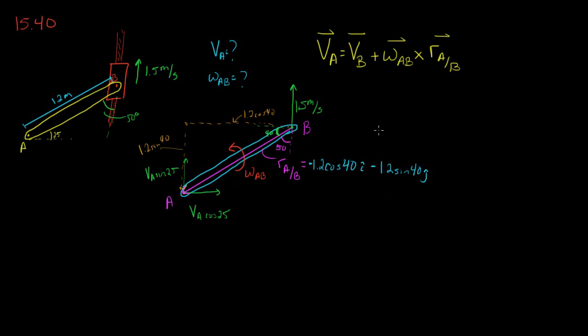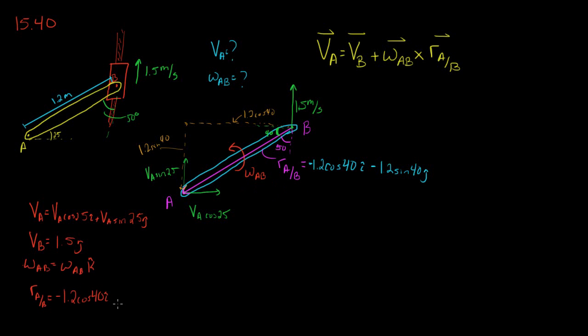Okay, so I have all my variables, and I like to do it the long way and write out everything I have. My velocity of A is VA times the cosine of 25 i plus VA times the sine of 25 j. My velocity of B is equal to 1.5 j because it's going in the vertical direction. My omega AB is equal to, we're going to assume it's positive, omega AB k. And my position vector, r of A with respect to B, is equal to minus 1.2 times the cosine of 40 i minus 1.2 times the sine of 40 j.